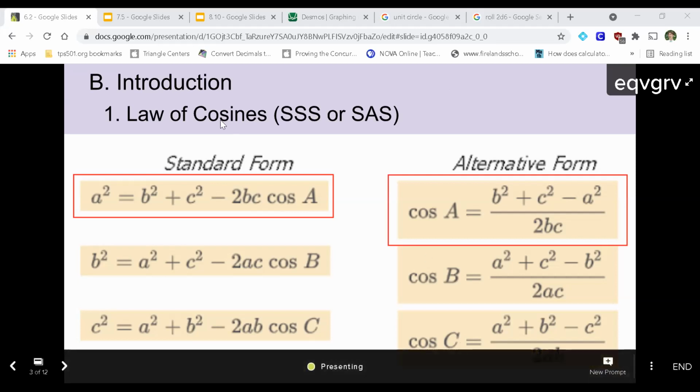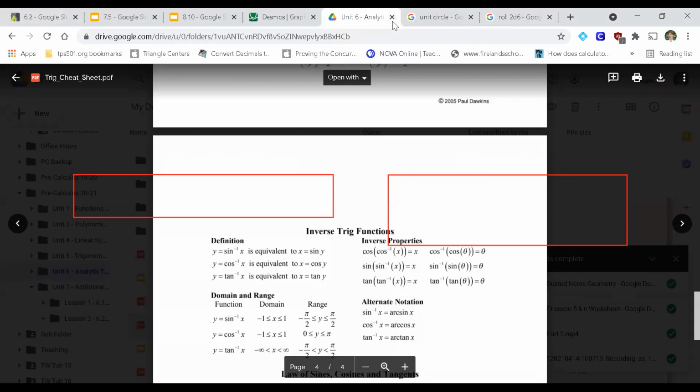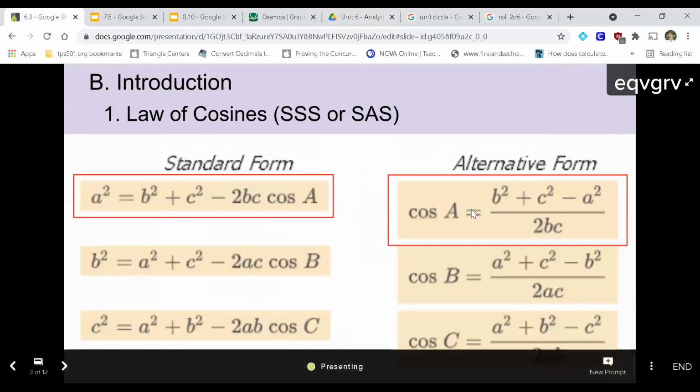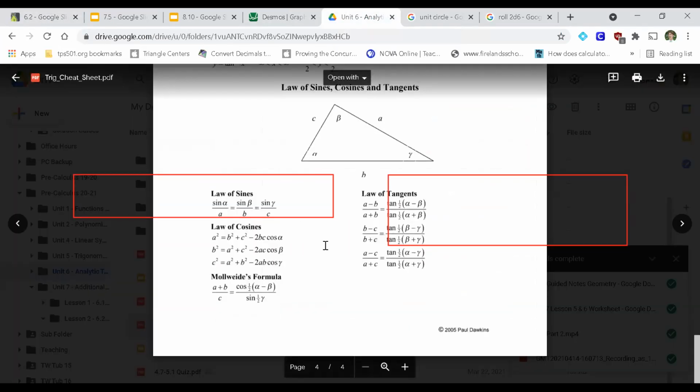It's on your trick cheat sheet, I think. Did I give you all the versions? I don't know if they give you the alternate versions on the trick cheat sheet. Let me look. No, they don't give you the alternate. So if you want to do one of the alternates and add that to your trick cheat sheet, that could be a smart thing to do. Like here's your trick cheat sheet. Here's the law of cosines on yours. They don't have the alternate forms. So if you want to put one of these alternate forms right here, that might be smart.